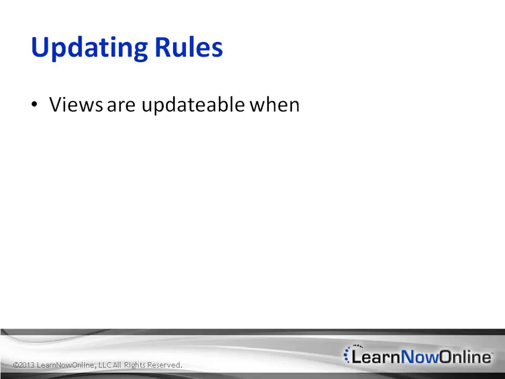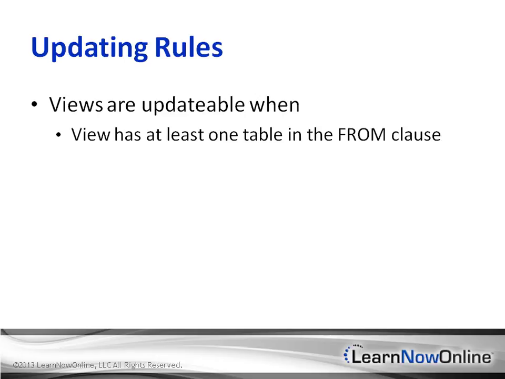Views are updatable only under certain conditions. The first condition is that the view has to have at least one table in the from clause. The idea here is that it's possible to create a view using a select statement that returns static data that's not read from any table. So that kind of view is not going to be updatable, which makes sense. There's no underlying table in that kind of a view that has updatable data. So you have to have at least one table in the from clause.